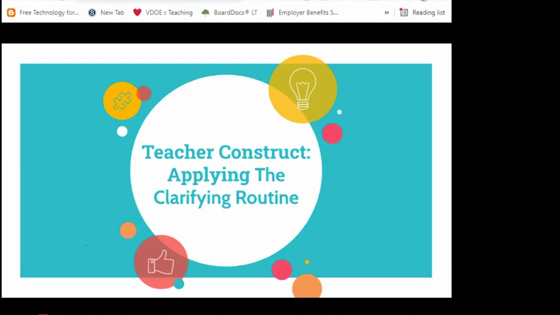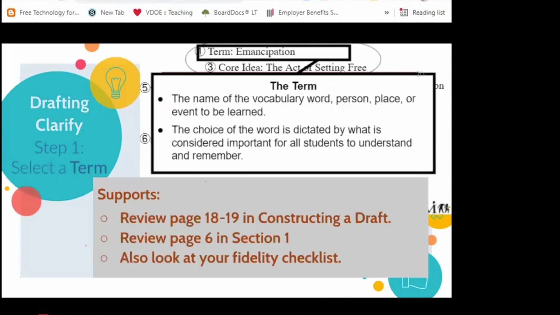Sounds great. All right, the first thing that we're going to do is look at the term. And you're like, hey, that's easy. But remember that the term is going to be a vocabulary word, a person, a place, or an event that has been learned or needs to be learned. So you want to really consider what's important for all students to know. It's not like, hey, this is a fun word. This is an essential understanding term, place, person, or event.